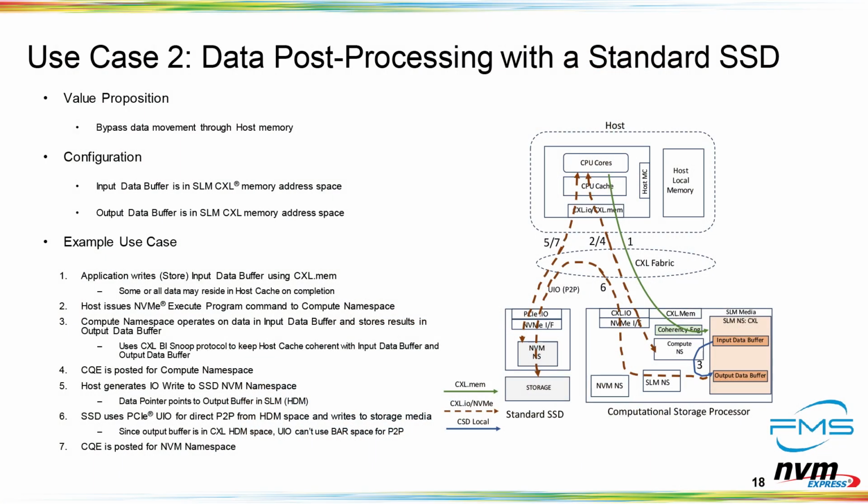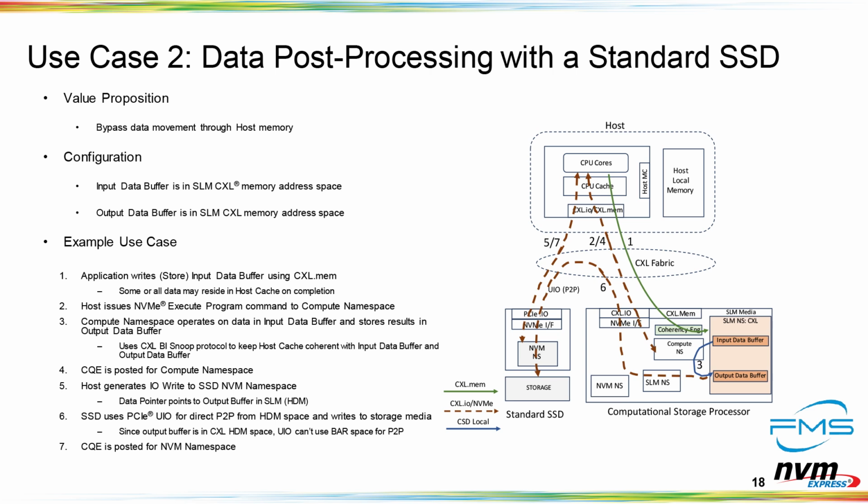So let's take a look at use case number 2. I'm sure you can envision a use case that would be very similar to the first one, where you'd have just the opposite, where your output data buffer would be in the host addressable SLM that you could access with CXL. This use case actually puts both the input and the output buffer in the host addressable SLM. The key benefit of this use case is that we're going to bypass the host for data movement, and we're going to use a traditional SSD as our ultimate destination for this transfer.